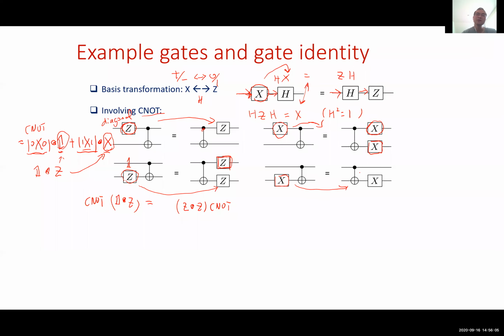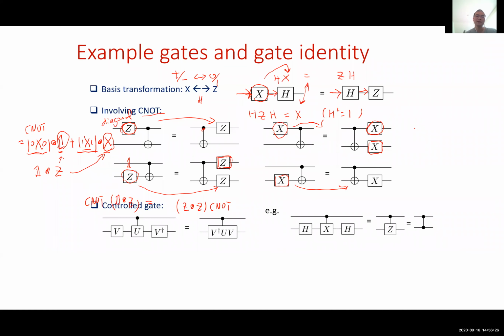So these relations are very useful. Sometimes you want to simplify the gate operations. Maybe you can push gates to one side and then combine them with the other parts. So such identities are really useful. Okay, and it's useful also in terms of visualization, that you see the mathematical identity in terms of a diagram. Okay, so that's the gate identity.